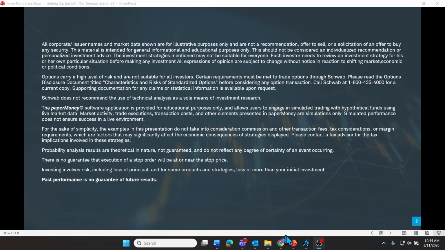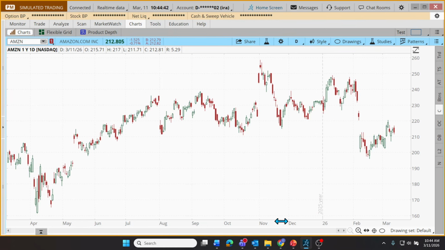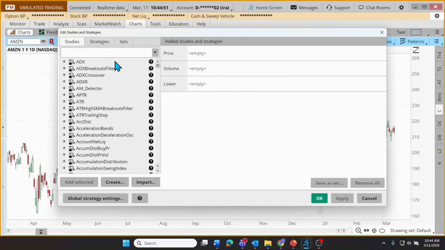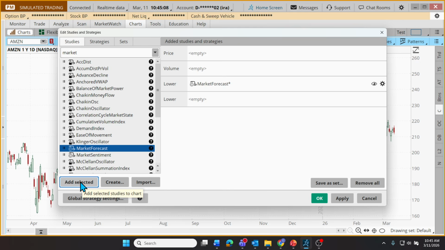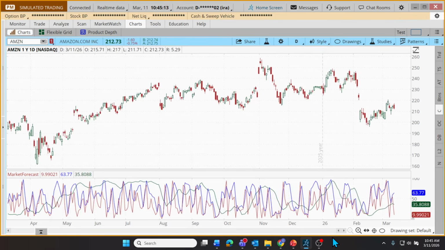So let's get into this introduction to something known as the market forecast indicator or tool on thinkorswim desktop. So here we are on the thinkorswim desktop paper money platform, and I'm going to go right up to the little flask icon that gives us access to all of the technical tools available on thinkorswim. And let's just type in the word market for market forecast, and you can see right down here is going to be that market forecast tool. And if you're looking for this elsewhere, you're not going to find it. It is a proprietary tool found only on thinkorswim. So let's add that to our charts. And I'm going to click Apply and click OK.